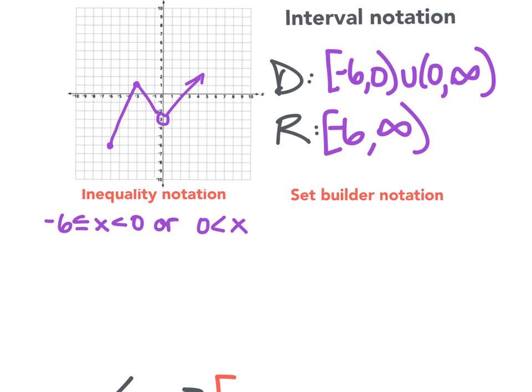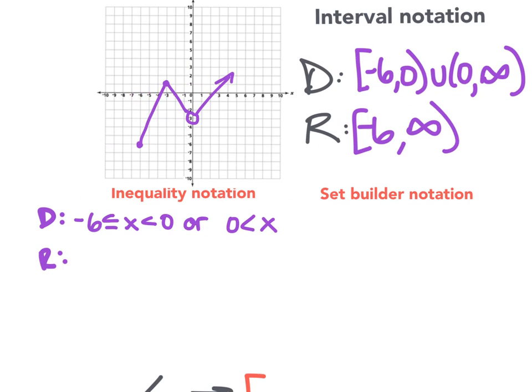Or, a lot of people want to write x is greater than 0, which is what this says, but just reading from left to right, 0 is less than all of these x's. So the range, since it goes from -6 to infinity, -6 is less than or equal to all of the y values that are included.